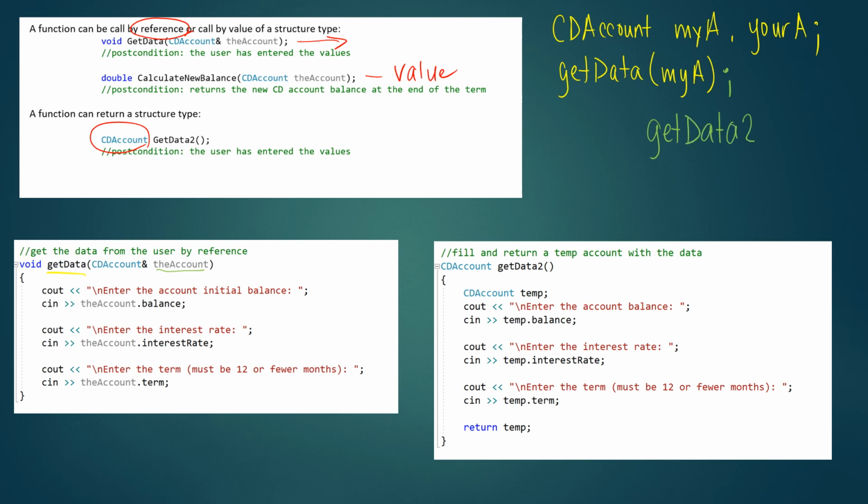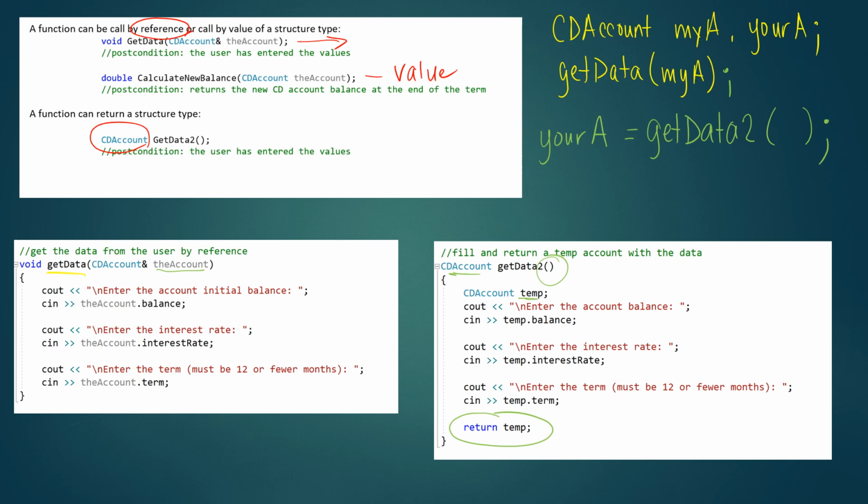This function called getData2 has no formal parameters, so it doesn't take any arguments. It will declare a temporary CD account, fill the temporary CD account, and then return that one. And the data type of temp matches the return type, and then that could be assigned to a CD account. Either way works very well to fill up your struct.